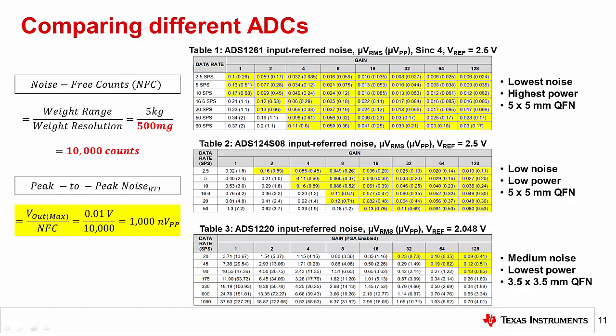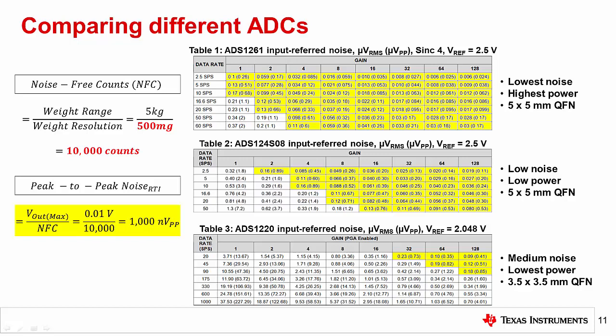This ADC has higher noise compared to the ADS124S08 and the ADS1261, but can still meet the target performance at the lower data rates and higher gain settings. Importantly, the ADS1220 is offered in a 3.5 by 3.5 mm QFN package, making it the smallest of the three ADCs shown here. It's also the lowest power.